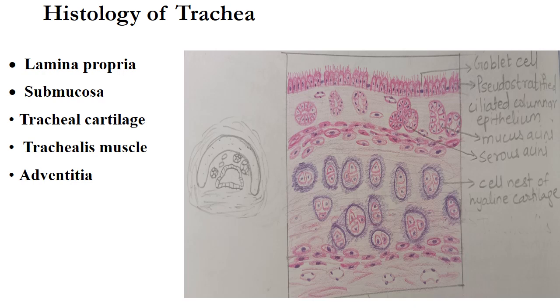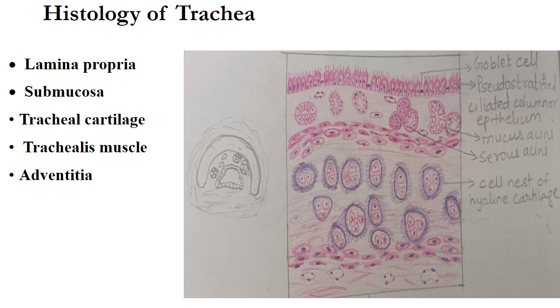It is C-shaped. It has 16 to 20 C-shaped hyaline cartilaginous rings. These are incomplete, and they are bridged by fibroelastic tissue and trachealis muscle. Trachealis is a smooth muscle, and with advancing age, hyaline cartilage may get calcified.